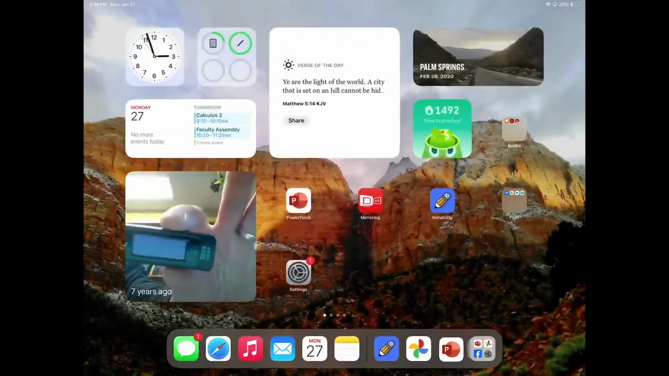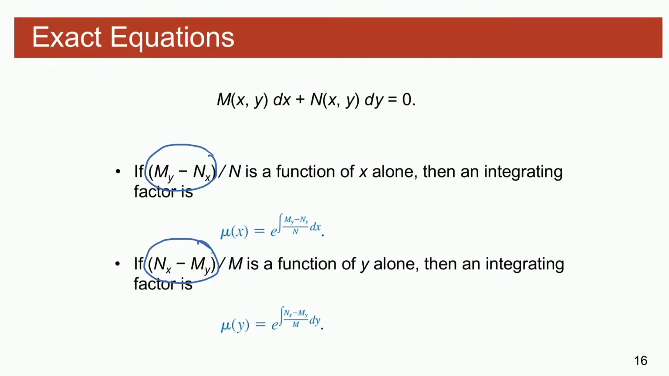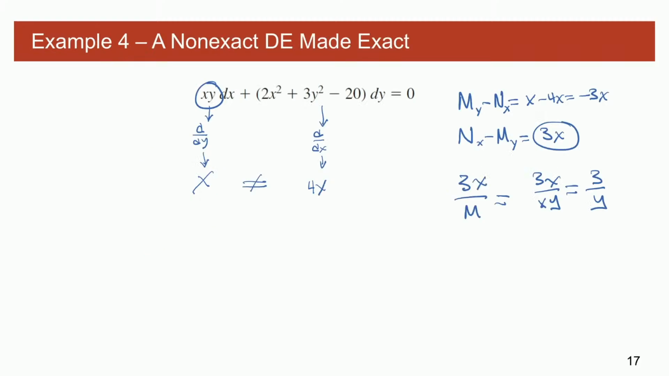So let's try this. Oh no. Why did that happen? Here we go. I think I'm going to run out of room. Okay, so let's get our integrating factor. That happens to be a function of just y. So my integrating factor is going to be e to the integral of that thing.